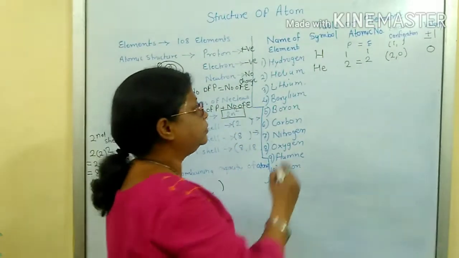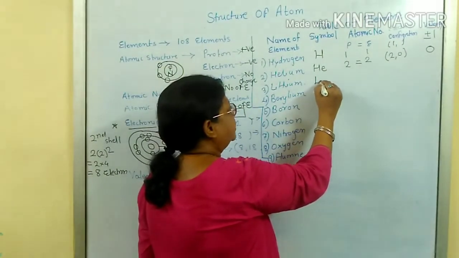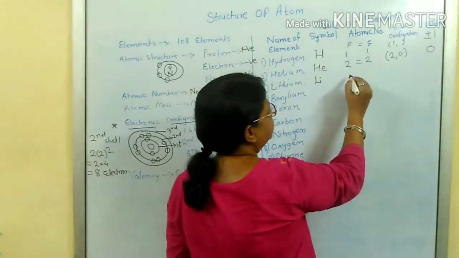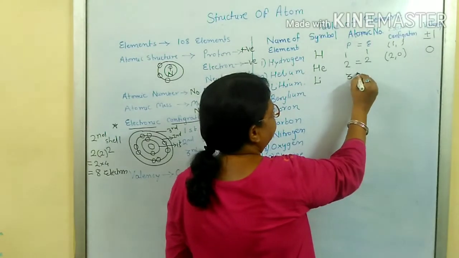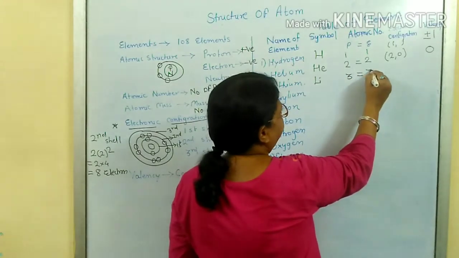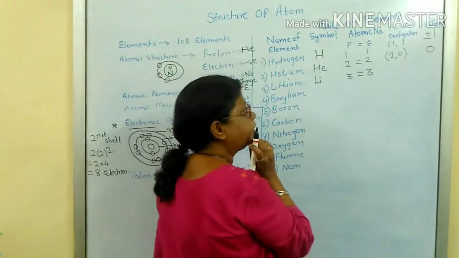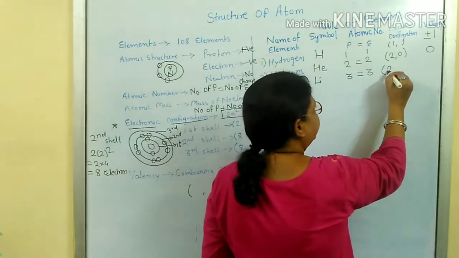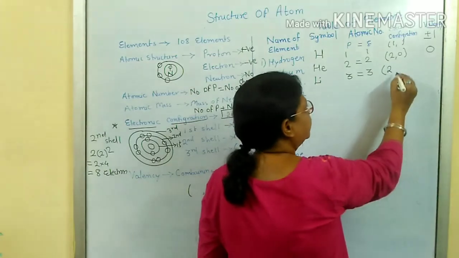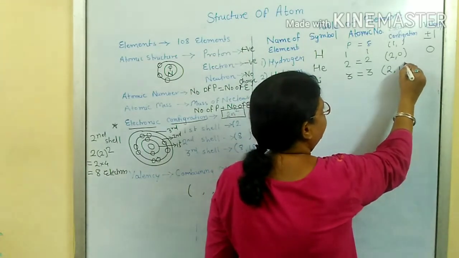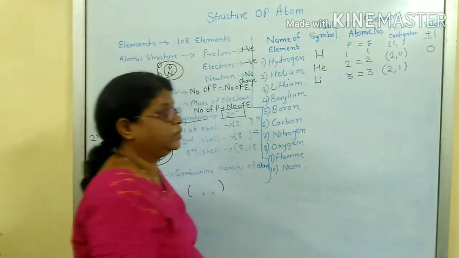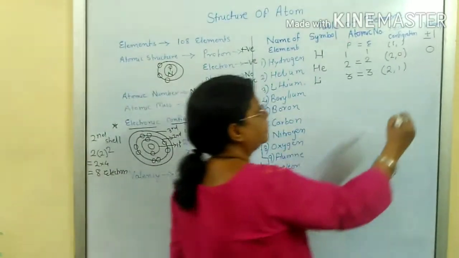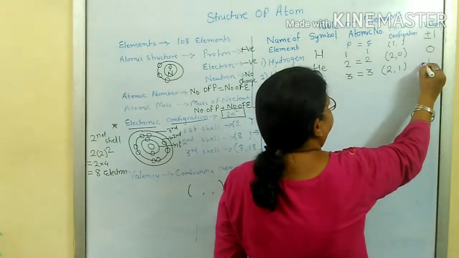Now lithium. Lithium I can write as capital L and small i. Atomic number is 3. Proton number 3, electron number also 3. So in its electronic configuration, in the first shell there are 2 electrons. In the second shell only 1 electron is present. So its valency is what? Its valency is 1 plus.